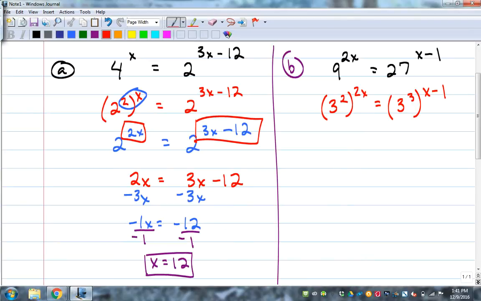All right. So get the bases the same. We multiply the exponents. That's 3 to the 4x is equal to what? Yeah, 3x minus 3 is the exponent on the right-hand side. Our equation that we want to solve: 4x equals 3x minus 3.